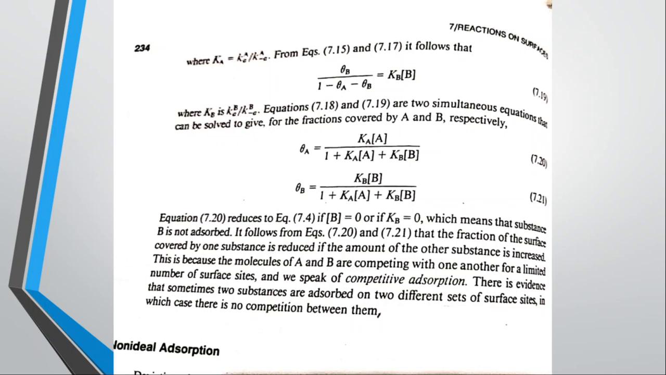Theta A is given as Ka into concentration of A by 1 plus Ka into concentration of A plus Kb into concentration of B. Theta B is Kb into concentration of B by 1 plus Ka into concentration of A plus Kb into concentration of B. So this is the case because the molecules of A and B are competing with one another for the limited number of sites, as we speak of competitive adsorption.